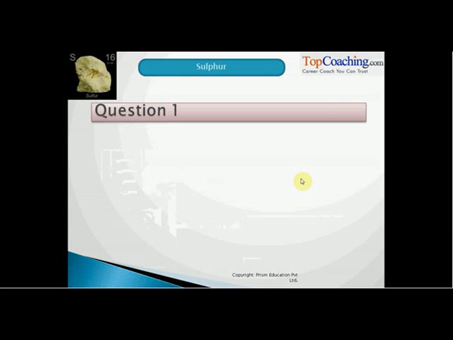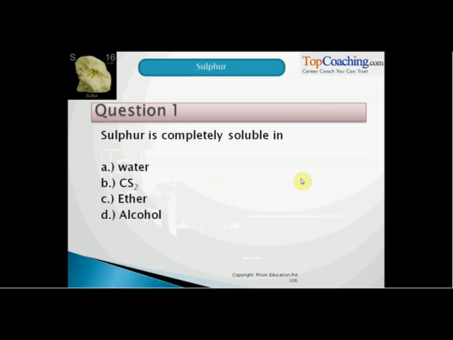So a few questions before we wind up this discussion on sulfur. Sulfur is completely soluble in water, CS2, ether or alcohol. So what is the correct answer? Well, the correct answer is carbon disulfide or CS2.